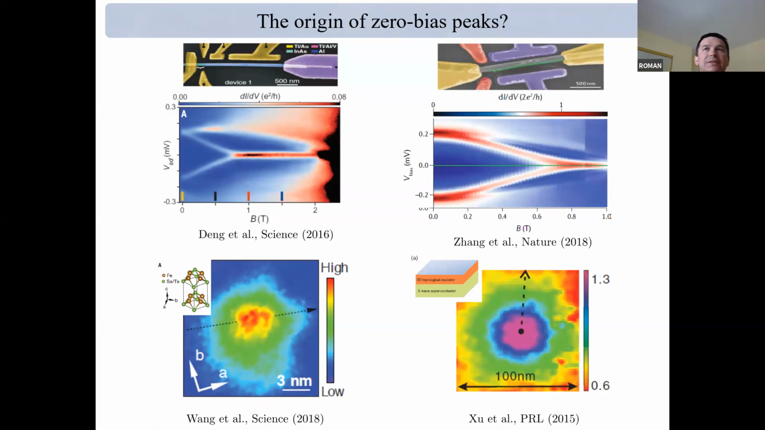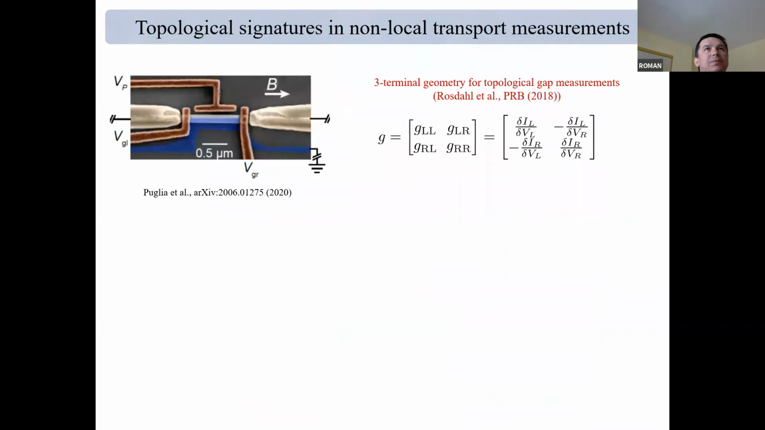Back maybe in 2010, we believed that seeing quantized conductance might be enough. But if you look at these realistic models, there are many false positives. There are Andreev states, there are partially separated Majoranas, and there are topological Majoranas. And of course, we are interested in topological Majoranas. So one of the experiments that one can do to identify and rule out these false positives is the experiment which involves non-local transport.